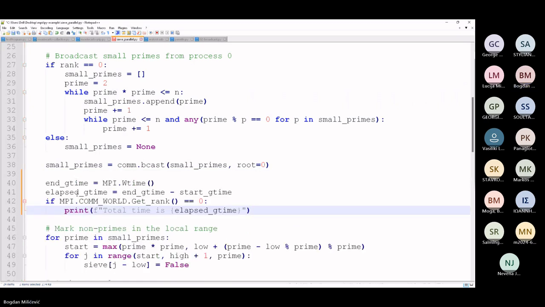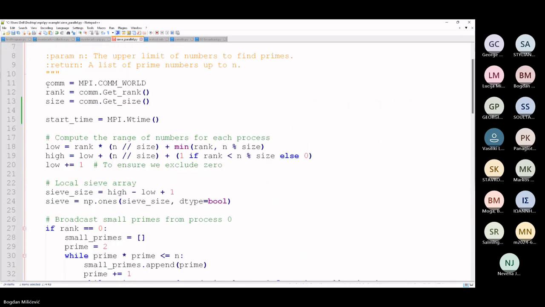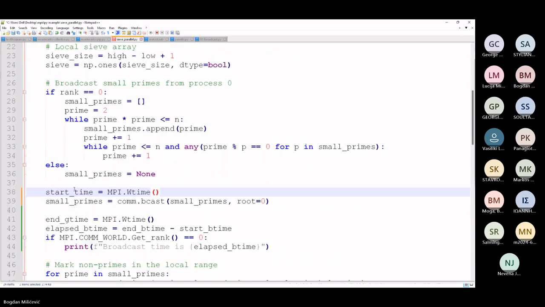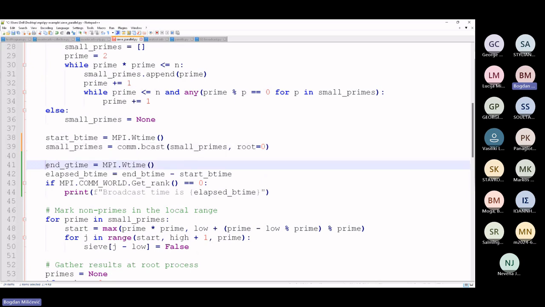So let's call it elapsed B time. Broadcast time is, and what we are missing is the start. Start B time. So before we run the broadcast function, we run this start B time and get the current time. After we run the broadcast function, we call read time again and get the ending time. We calculate the difference between the ending time and the starting time, and that's our elapsed time for the broadcast function.